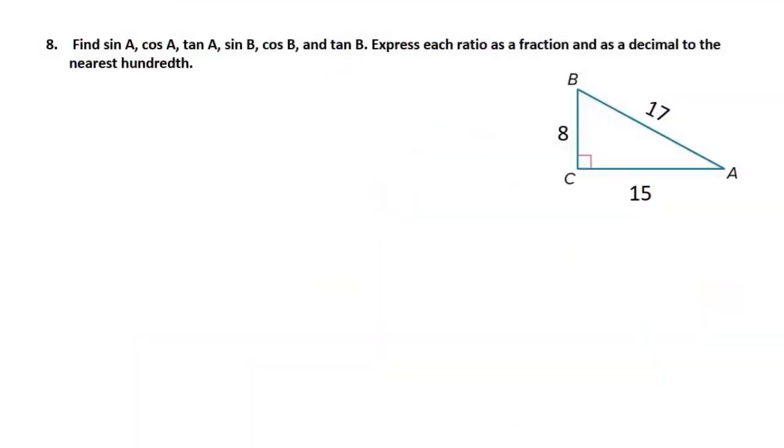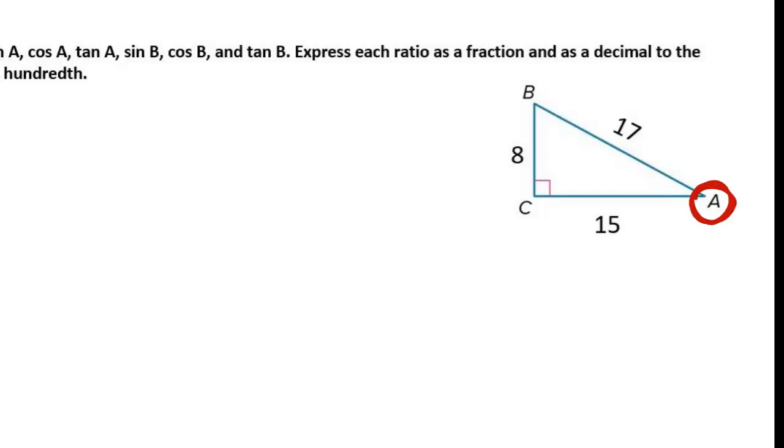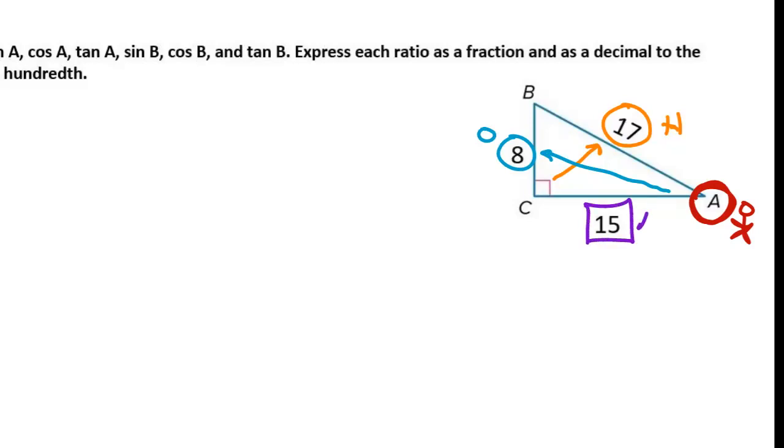Find sine A, cosine A, tan A, sine B, cosine B, tan B. Right, so let's do sine A, cosine A, tan A first. So I'm standing here at angle A, and I'm going to label my sides based on standing there. The hypotenuse is always across from the right angle. So no matter where I'm standing, that's never going to move. 8 is my opposite side. And so that means 15 is my adjacent side.